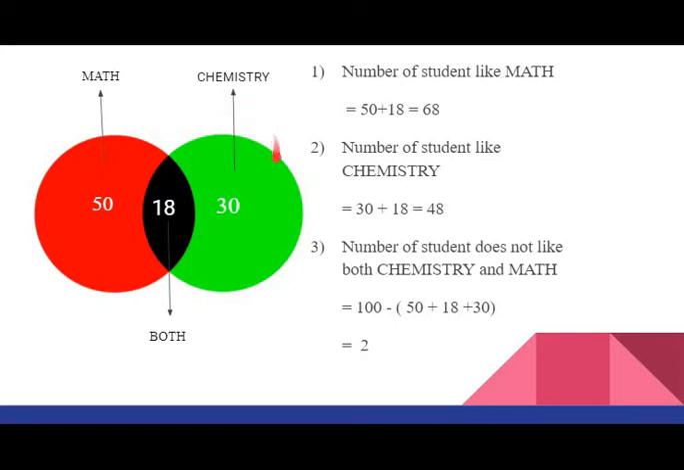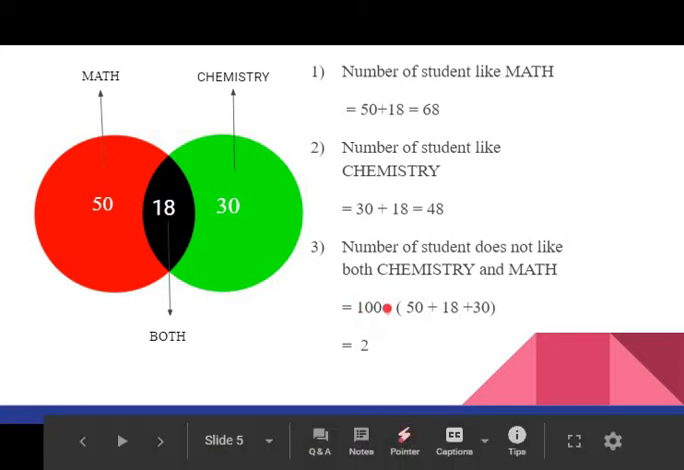So the number of students who don't like both chemistry and math is represented by excluding this area, this whole area. So the area excluding red, black and green represents the number of students who do not like both chemistry and math. The question clearly mentions that there are a total of 100 students.